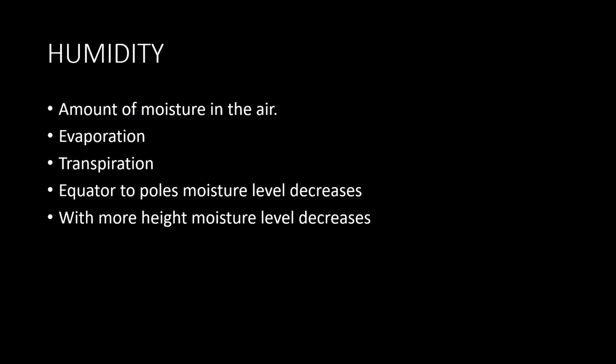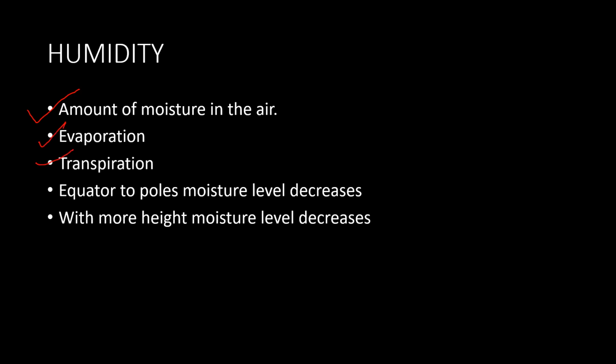What is humidity? Humidity is the amount of water vapor present in the air. If the water vapor present in the air is very high, then the air is of high humidity, and its humidity will be lower if the water vapor amount in the air is less. Water vapor can be added to the air by evaporation and by transpiration. This way, water vapor can be added to it.